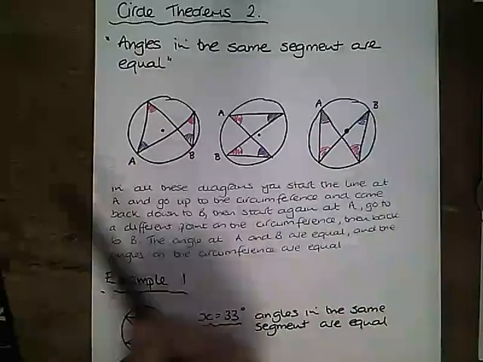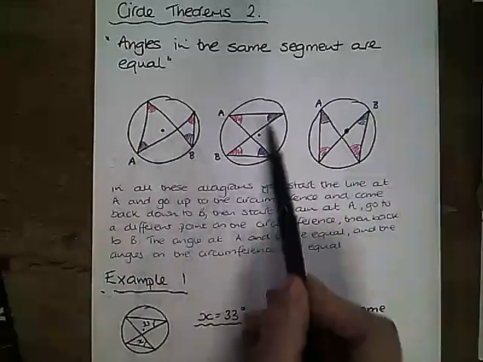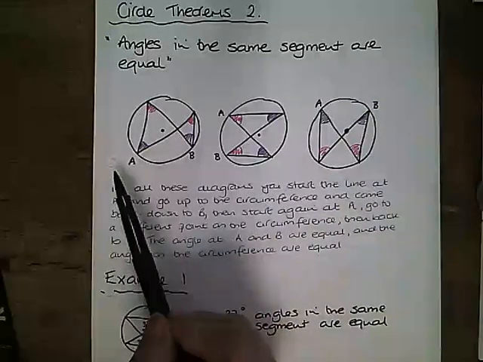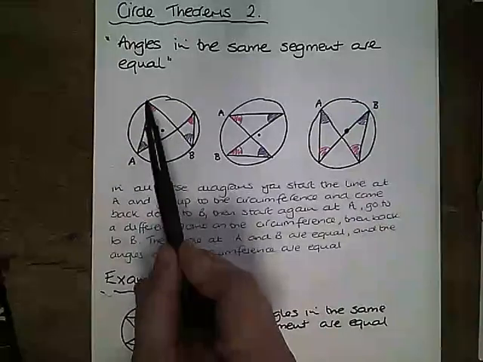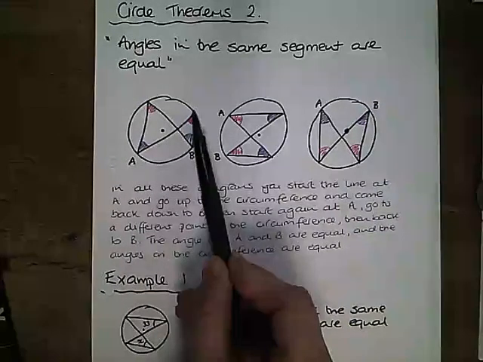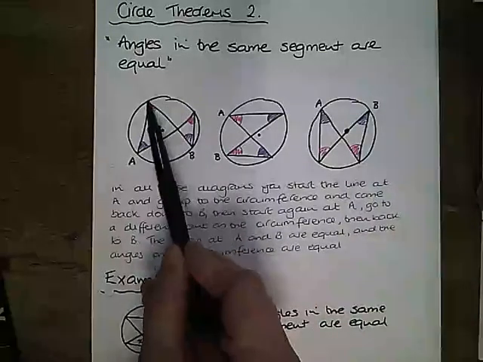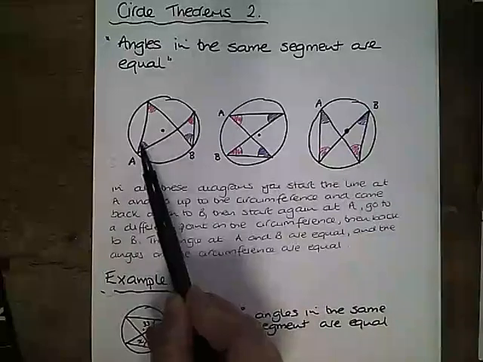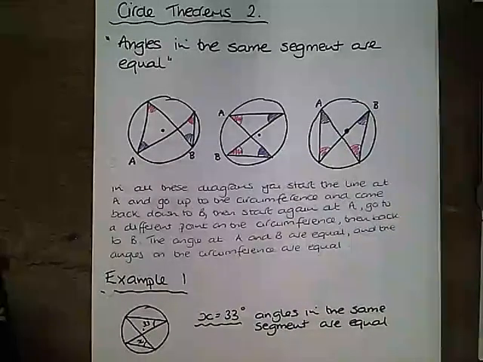I've shaded in the purple angles because they are also equal for exactly the same reasons. If we chose to start here and go to A and back to this point and did the same again, but this time going to B, our same start and finish point, then those two angles would be equal.